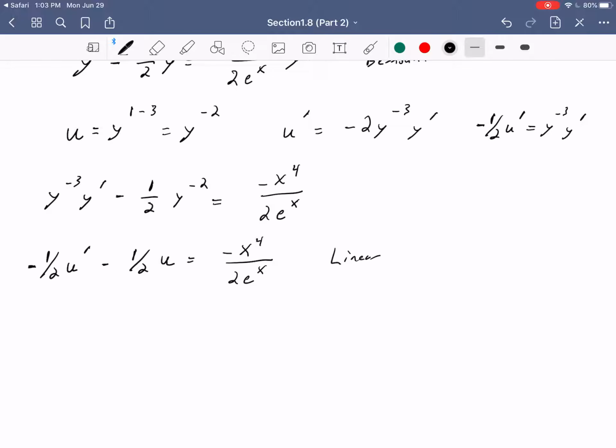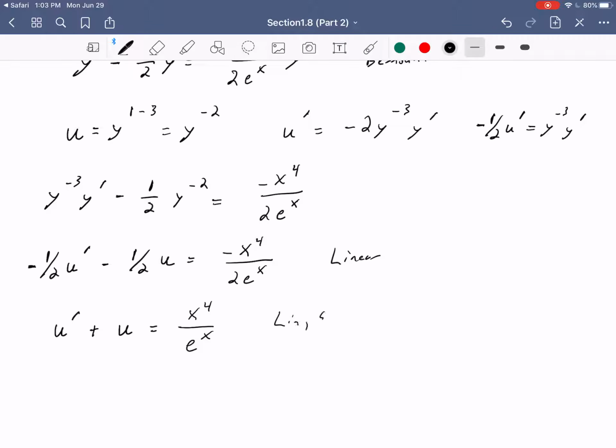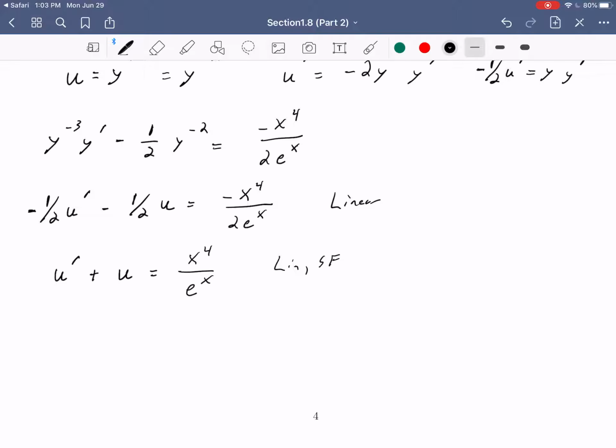Again, your choice when you want to do that. If you multiply by -2, we should get u prime plus u equals x to the fourth over e to the x. So there we go. Now this is linear and in standard form. So let's grab that integrating factor. The integrating factor here is e to the integral of 1, because there's an implicit 1 in front of there, dx, which means we get e to the x.